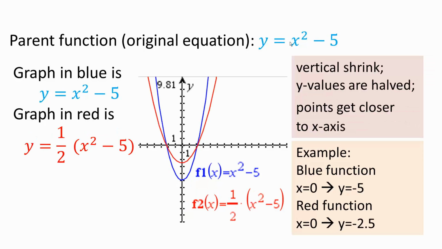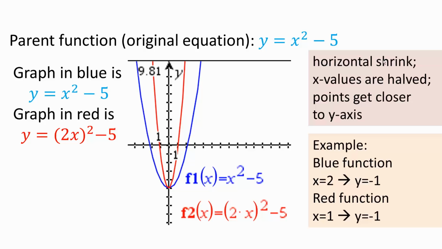So again, parent function is y is equal to x squared minus 5, and now the red function is y is equal to 1/2 parentheses x squared minus 5. So the y values are halved and the points get closer to the x-axis. So for the blue function, x is equal to 0, then y corresponds to -5. And for the red function, x is equal to 0, then y is equal to -2.5. So the y values are halved and the points get closer to the x-axis. And so this would be a vertical shrink.